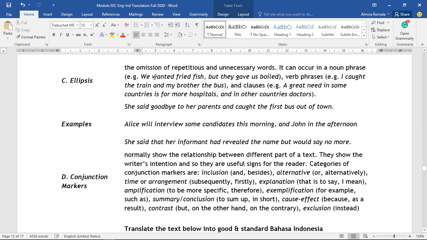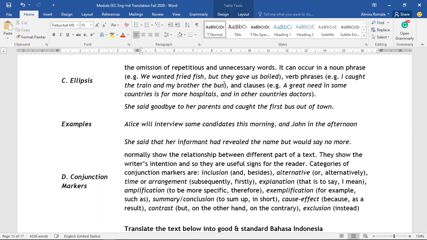I caught the train and my brother the bus. So here the verb caught is omitted. The complete one is I caught the train and my brother caught the bus. Aku naik kereta dan kakakku bis. So in Bahasa Indonesia it sounds ridiculous if we just translate it literally. Aku naik kereta, tapi kakakku naik bis. So it sounds more natural, right?